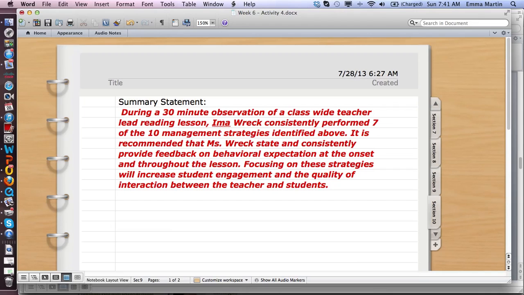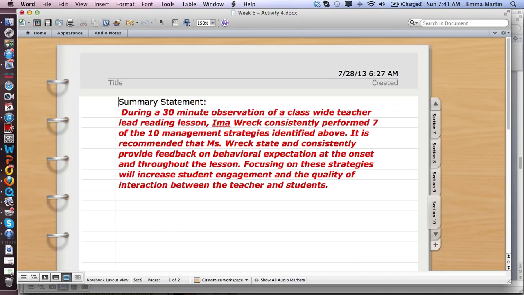It's recommended that Ms. Rex state and consistently provide feedback on behavioral expectations at the onset and throughout the lesson, and that focusing on these strategies will increase student engagement and the quality of interaction between teacher and student. So here we summarize the data and then provided a recommendation.